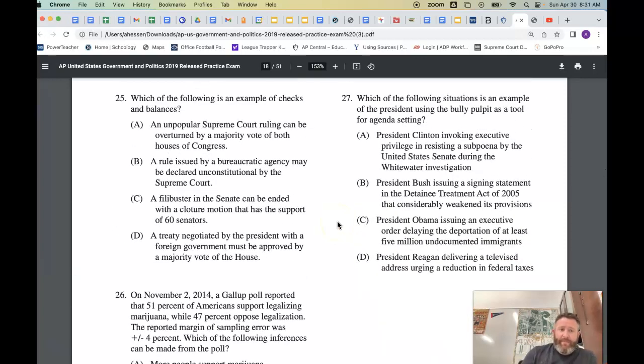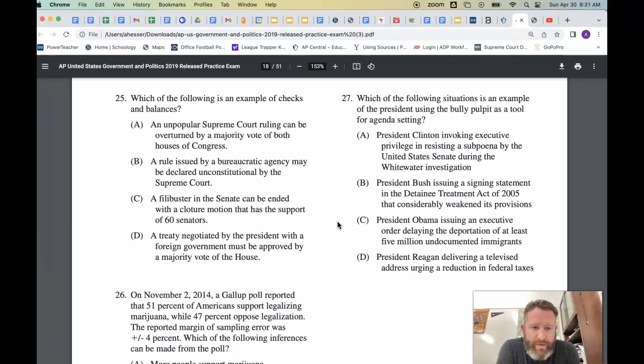25. Which of the following is an example of checks and balances? Another difficult question. B, a rule issued by a bureaucratic agency may be declared unconstitutional by the Supreme Court. They can do that. I think a lot of people maybe got that one wrong because they didn't realize the Supreme Court can do that. Remember, the Supreme Court can declare the actions of any other branch, in this case the executive branch, to be unconstitutional.